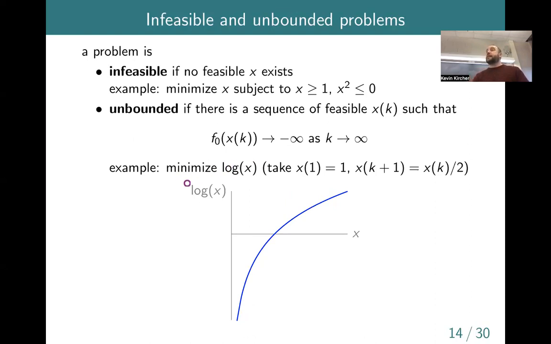But remember, feasibility means that all the fi functions are defined at the value of x. So this thing really is only defined for positive x. We want to make the objective smaller and smaller, and we do that by going closer and closer to 0. You can imagine the sequence where you just take the old x and divide it by 2. You start at 1, and then you go to a half and a quarter and so forth. As you get closer and closer to 0, your objective value just gets better and better. So we would say that this is an unbounded problem.